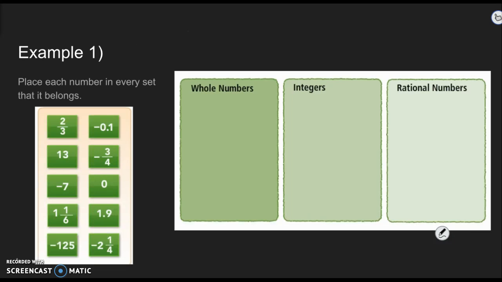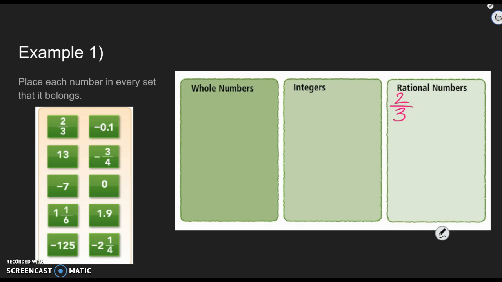For our first example, we're going to place each number in every set that it belongs. We're going to start with the number 2/3. 2/3 is not a whole number. 2/3 is not an integer. Remember, whole numbers are positive numbers. Integers are positive or negative whole numbers. 2/3 is a fraction. All fractions are rational numbers.